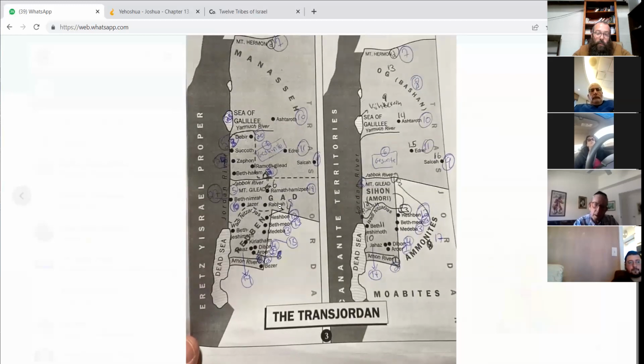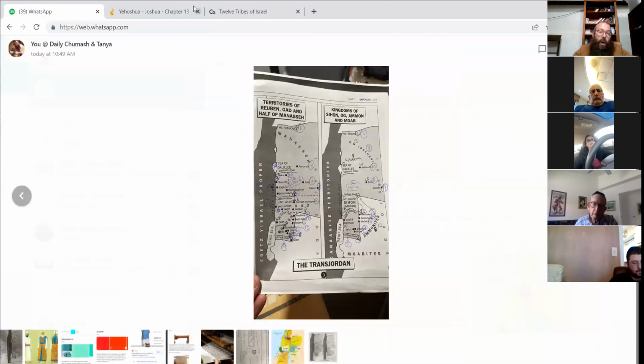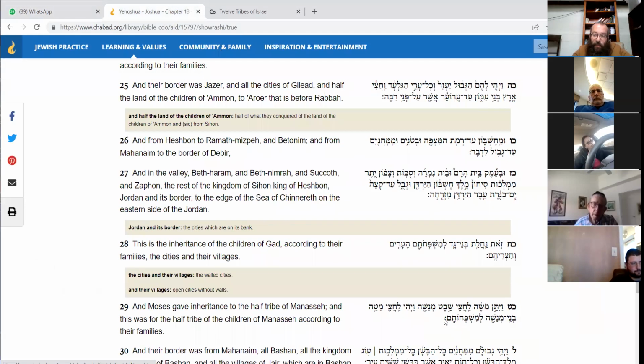And here's the tribe of Reuben. We said so far they got the bottom southern section. Again, this is complicated, and there are debates among the commentaries exactly where is what, but these are just what some of the commentaries say, doing our best here to share some of these ideas with you.